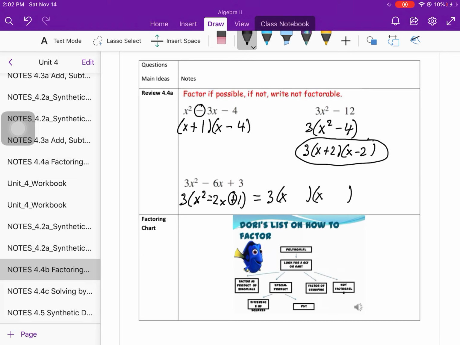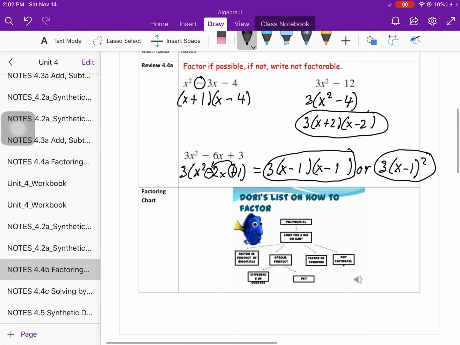The signs are both negative, okay? So we get minus, minus. So factors of 1 that combine to make 2 are going to be 1 and 1. So we could leave our answer like this, or we could write it as 3 times x minus 1 squared. Either one would work.